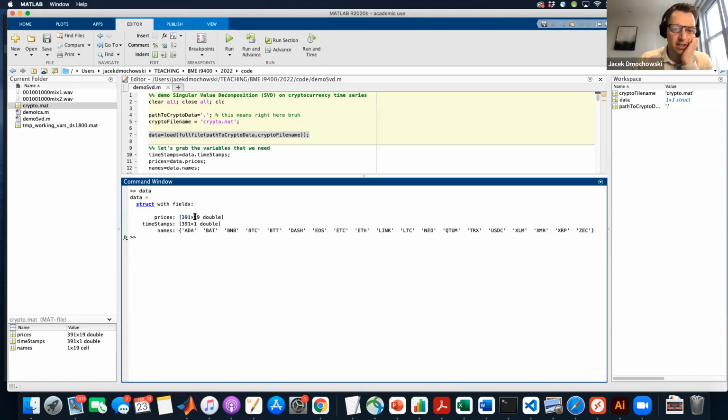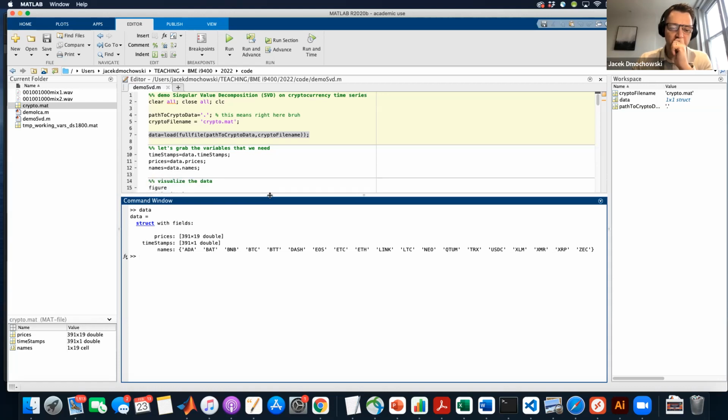And the 19 here refers to 19 cryptocurrencies. So ADA, BAT, BNB is the Binance coin. I'm sure you know that BTC is Bitcoin. BitTorrent token, I believe. Ethereum Classic, I think, and this is Ethereum. I actually don't know any of the other ones, but there's a bunch, and I'm only giving you a snippet of them, just 19.